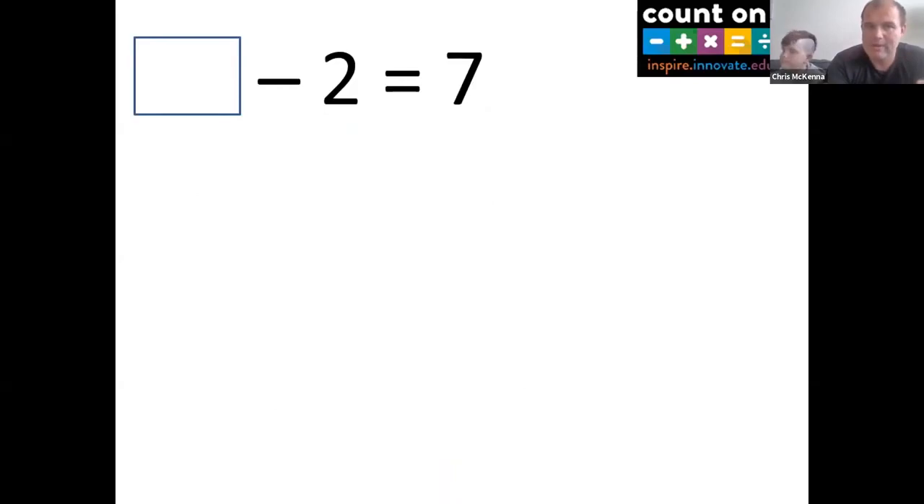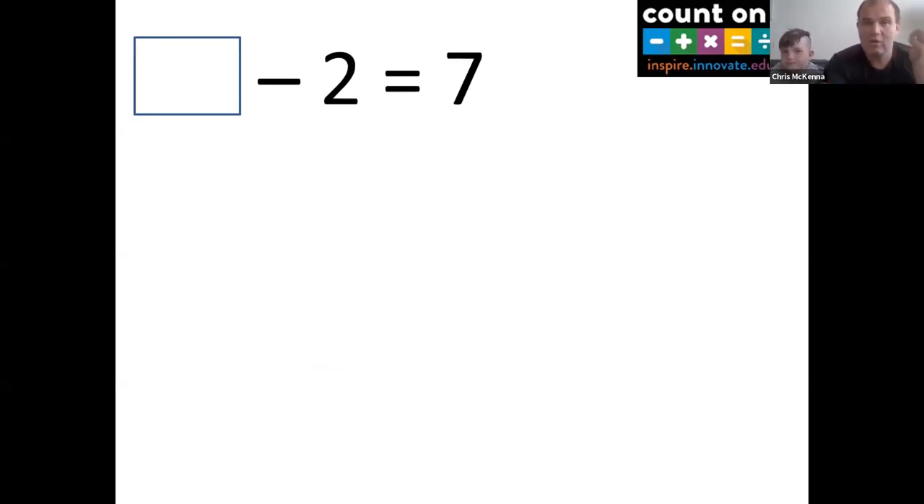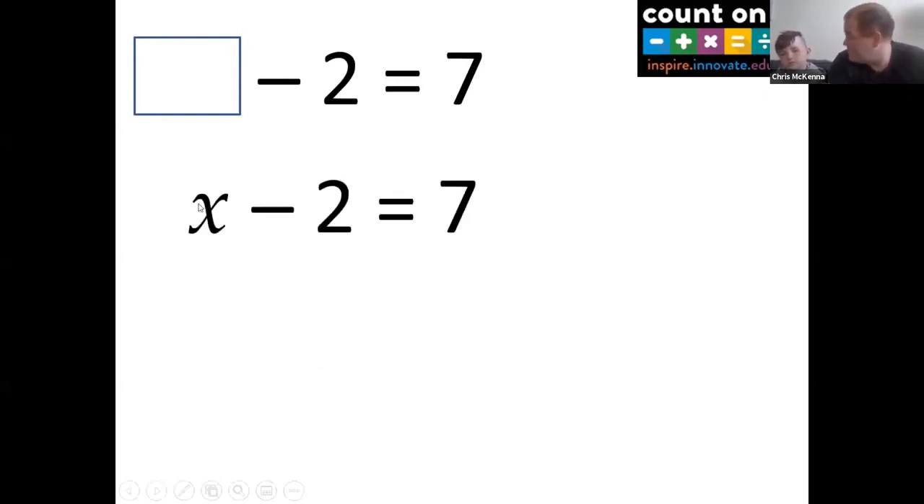What number, if I subtract 2, equals 7? Do you know the answer? Don't tell us, okay? Another way of writing that is x subtract 2 equals 7. You're just thinking, what number do I subtract 2 from that equals 7? So x minus 2 equals 7. What must this number x be? It must be 9. Good, because 9 take away 2 equals 7.